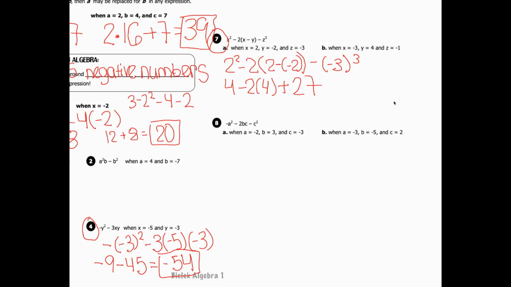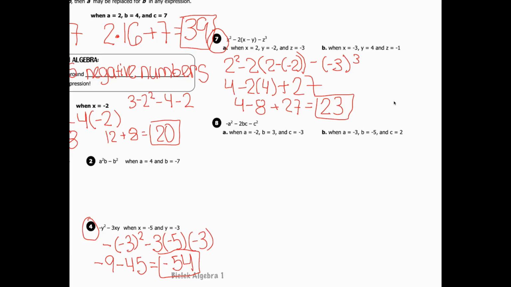And then we go through and simplify. So we've got 4 minus 8 plus 27. And if you combine like terms there, you get 23. So that is our answer to part A.